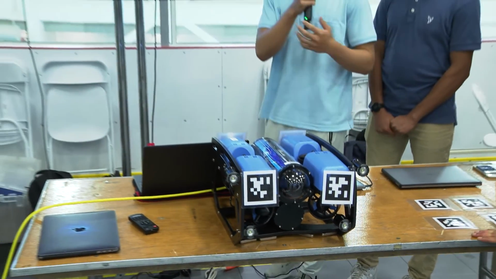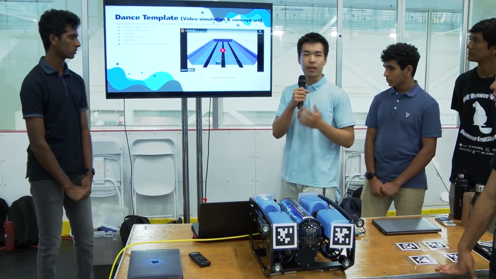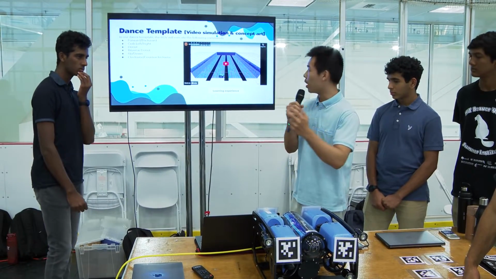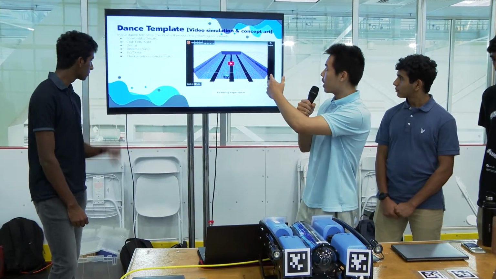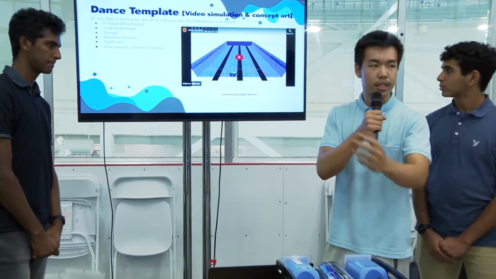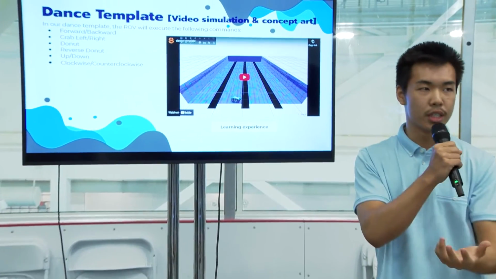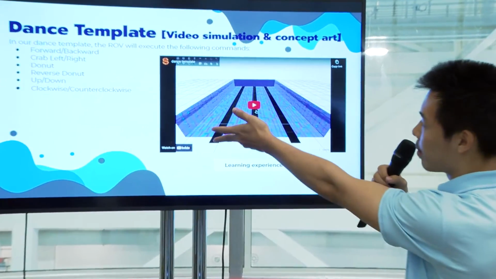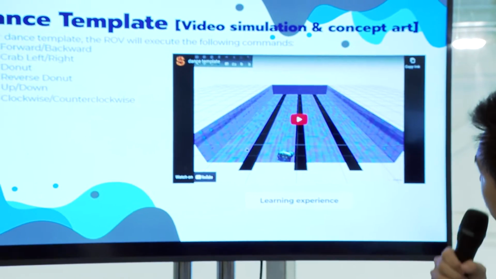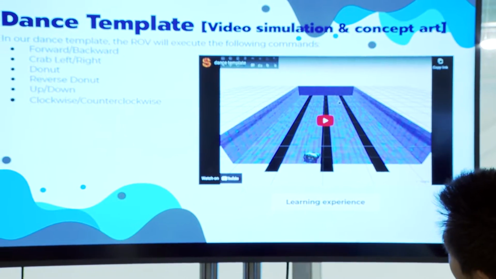And then we were also able to use all the physics and math that we learned during the first 2 weeks to make a dance template. Basically, the ROV is going to execute a series of motions in the pool. As you can see, these are all the commands the ROV is going to execute. And then we have a video right here.